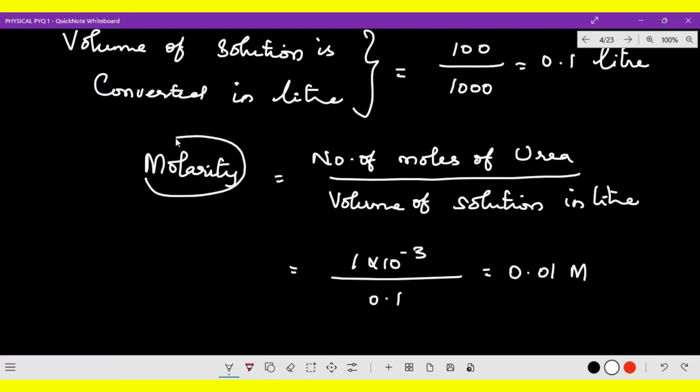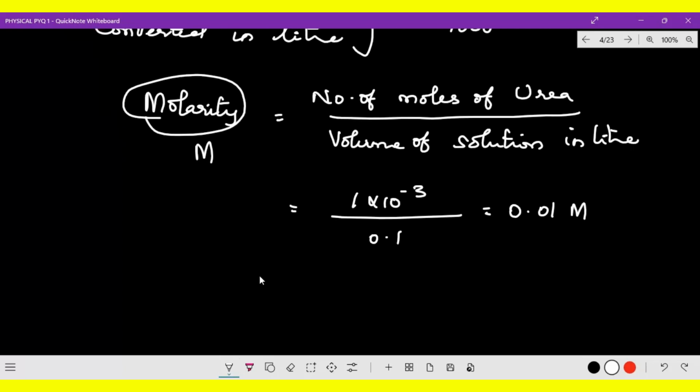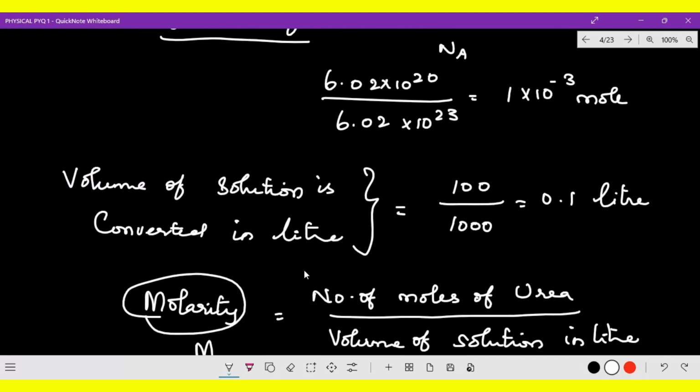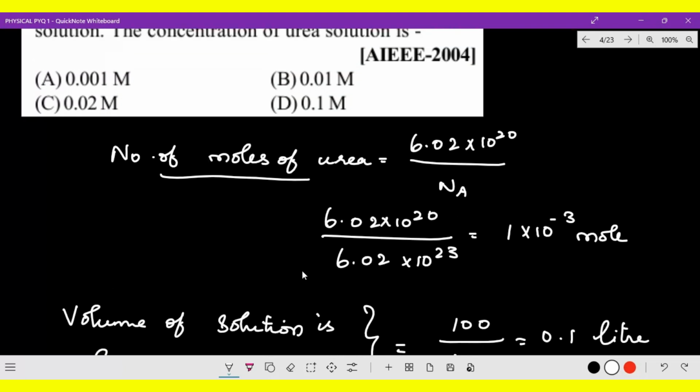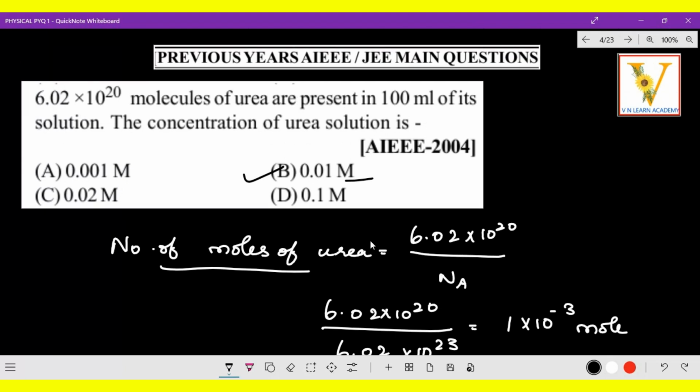Molarity, what is that symbol? It is capital M. So I hope you got the clarity. So what is the answer? 0.01 M is the option, right? This is the correct option. Option B is the correct option, 0.01 capital M. Here only they have given the capital M unit and all. I hope you got the clarity.